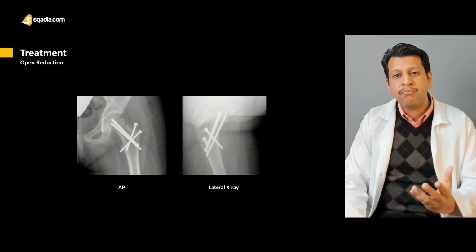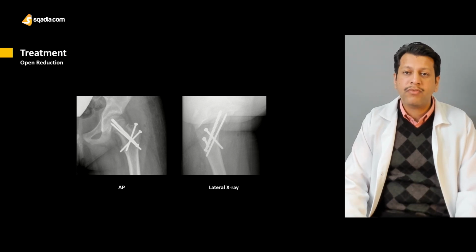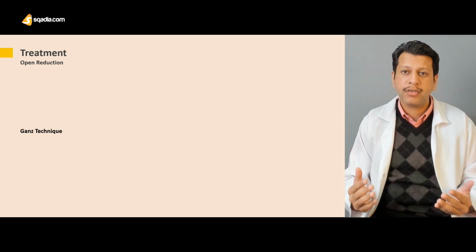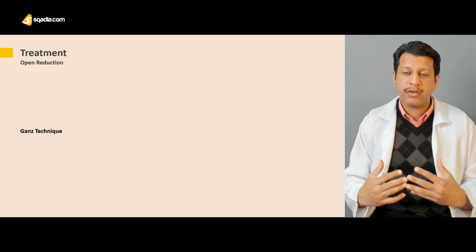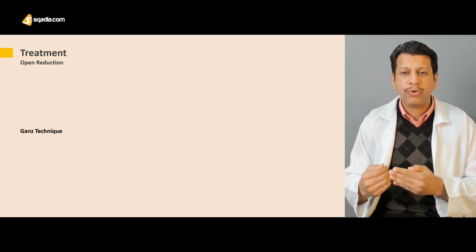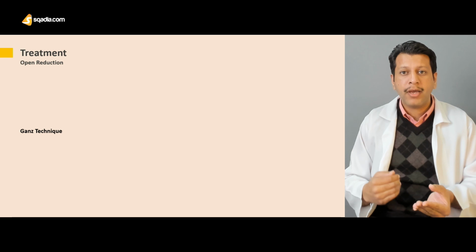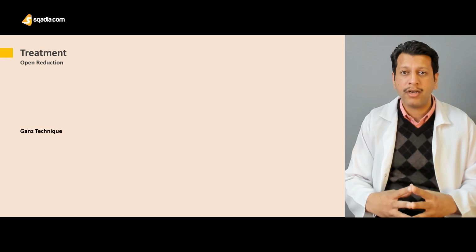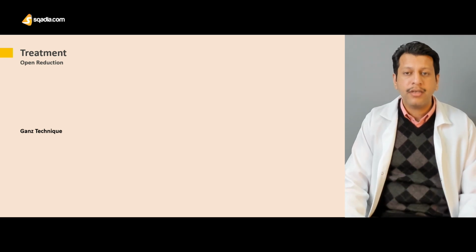Then if it's a chronic case, or if this has been neglected for quite a long time, we have certain other options available as well, which include the osteotomies. Now there is the Ganz technique, in which, for the open reduction, you first open the patient up and surgically dislocate the hip. Then you reduce the head back by open reduction, and then apply screws and plates to the proximal femur as well as the neck of the femur.